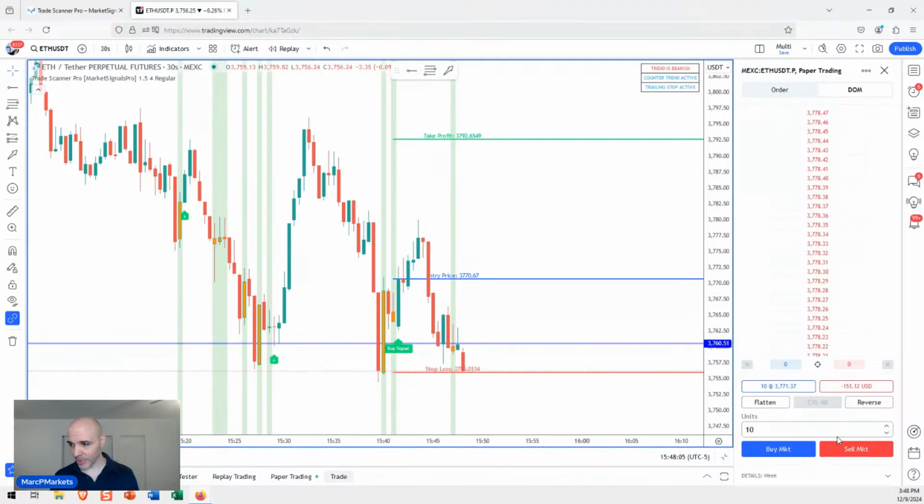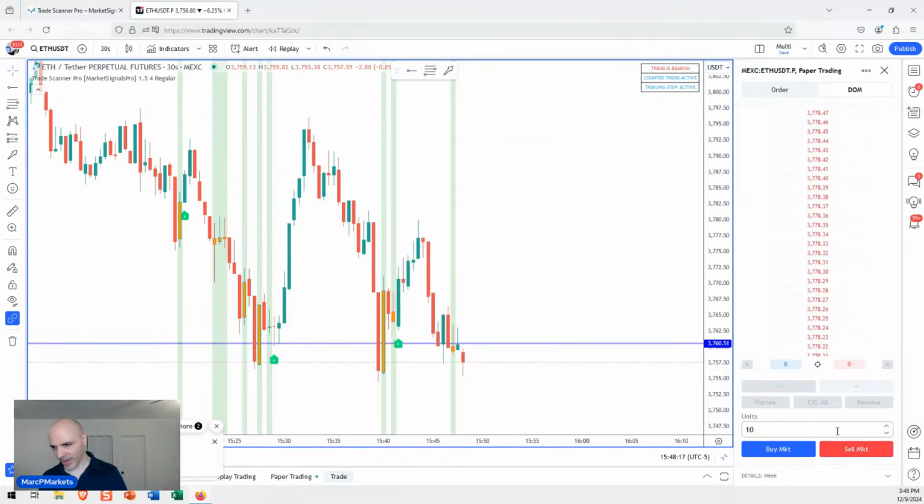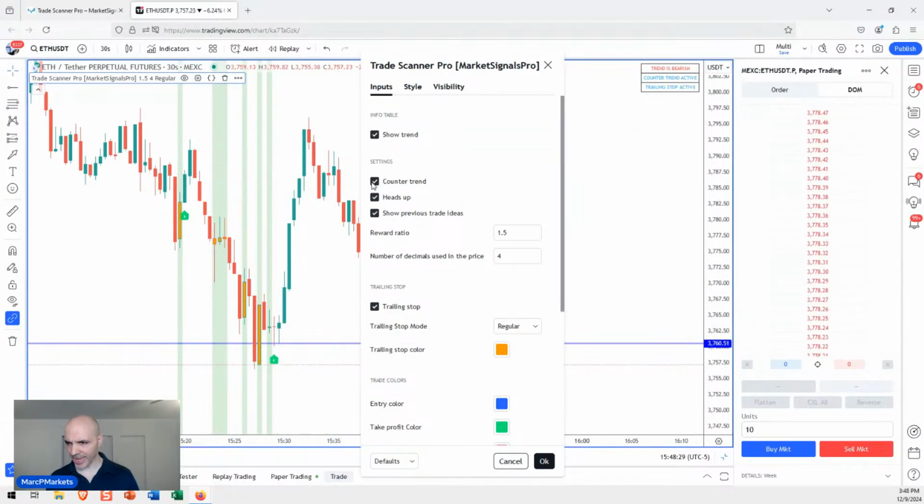All right, I'm going to have to bang this out. Bang out time. Once it reaches that stop, the trade will vanish off the chart, and then I can bang it out. All right, bang it out. Okay, let's see what happens. I want to switch back to trend mode or regular mode. I'm going to get out of counter trend.